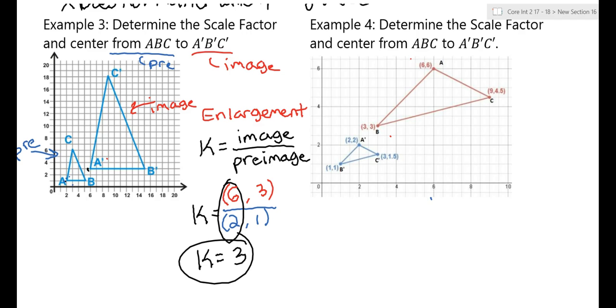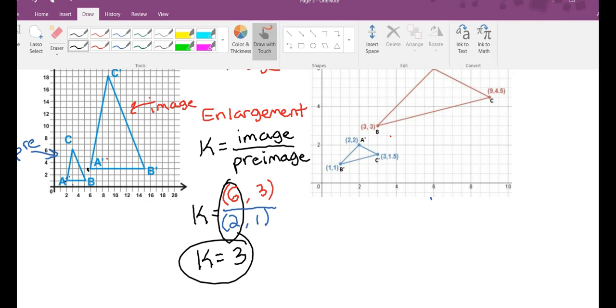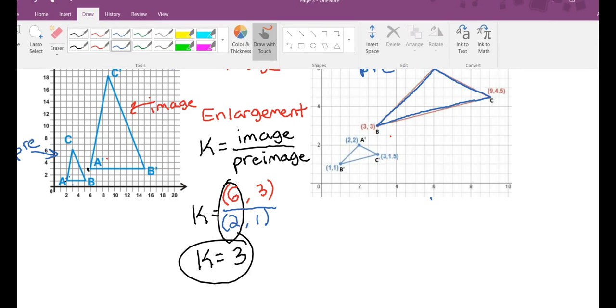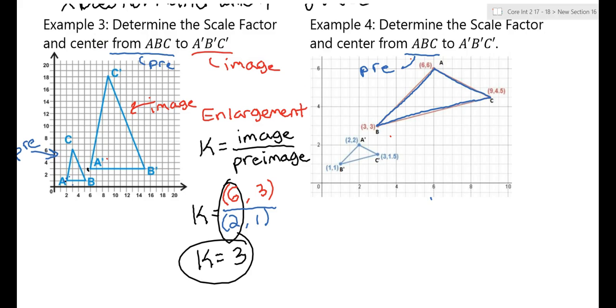All right, example 4. Determine the scale factor and center from ABC to A prime, B prime, C prime. Remember, my from is my pre-image. I'm just going to draw over this because this picture switched colors on me. So that's my pre-image to my image. So I went from the pre-image to the image. So this is a reduction. My image got smaller.